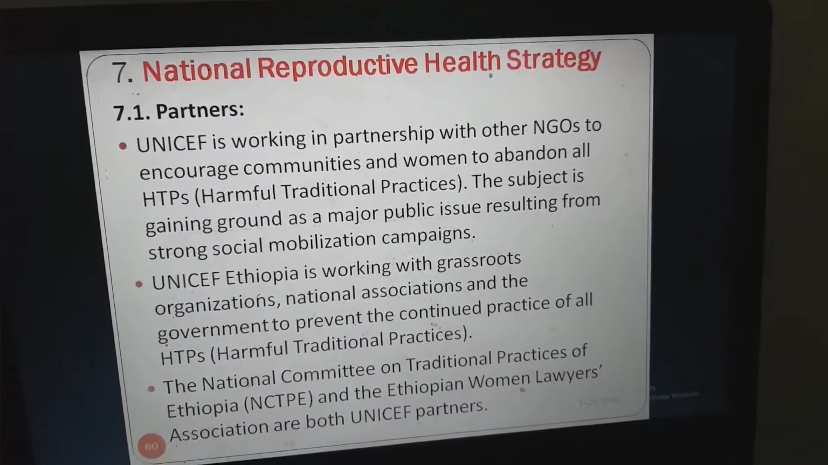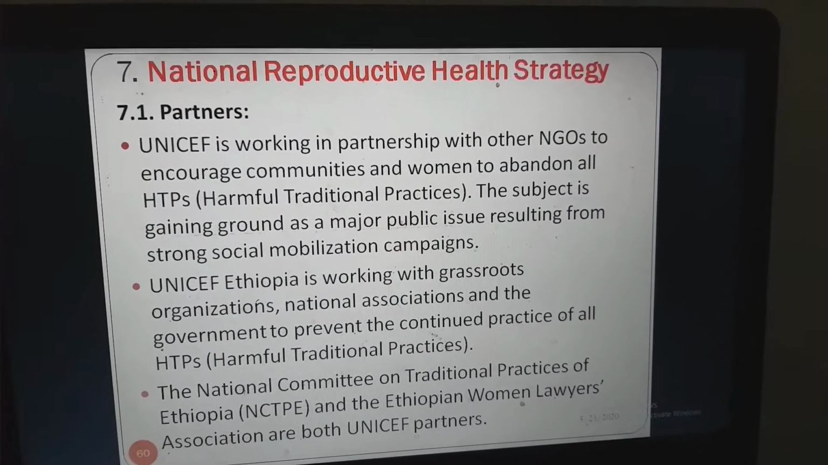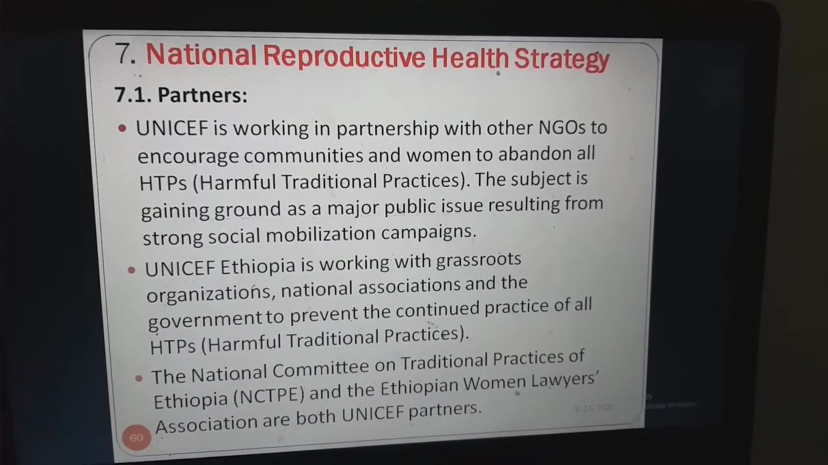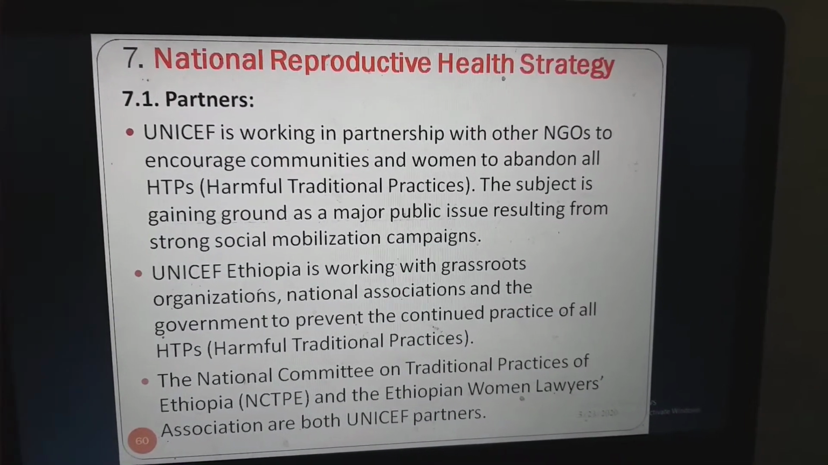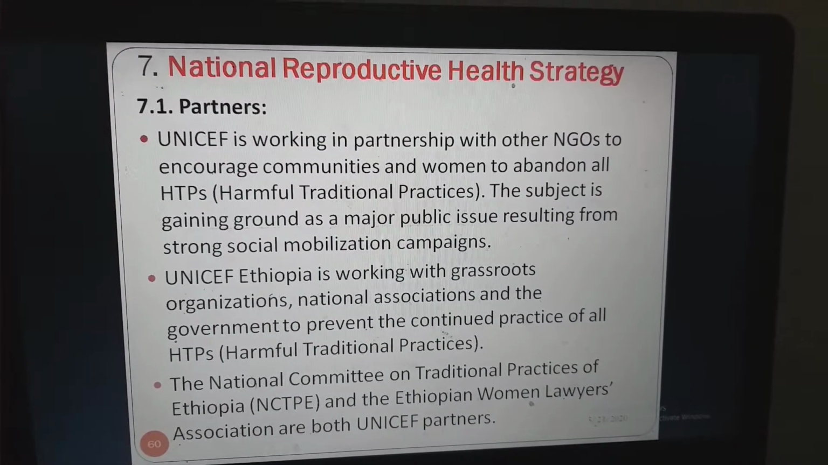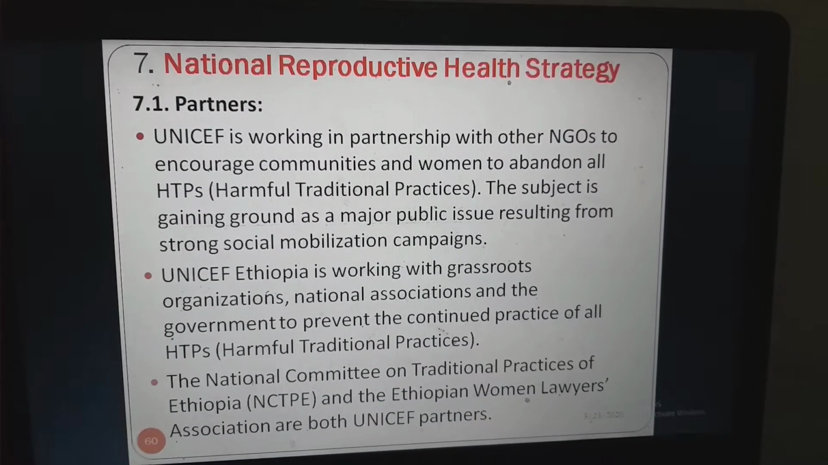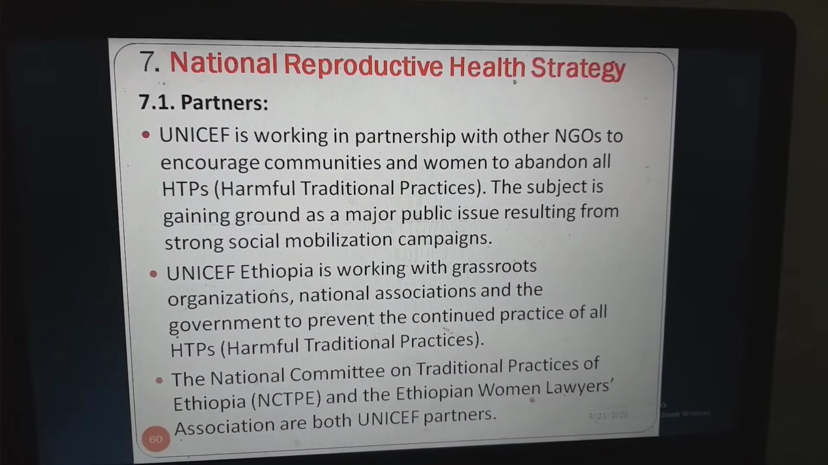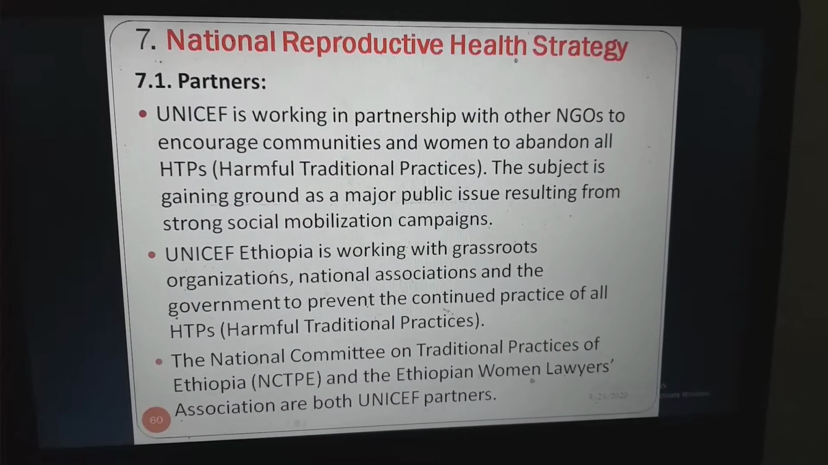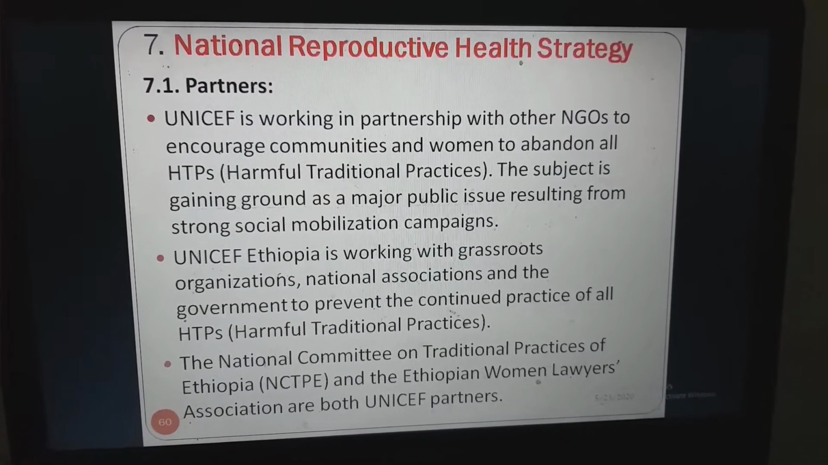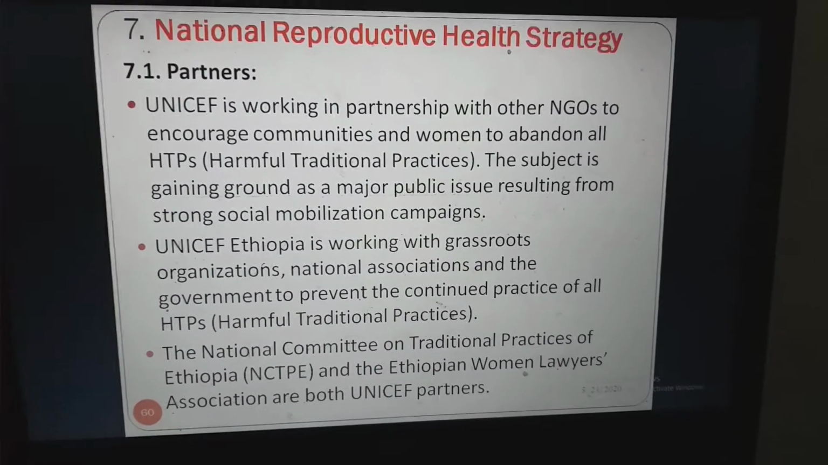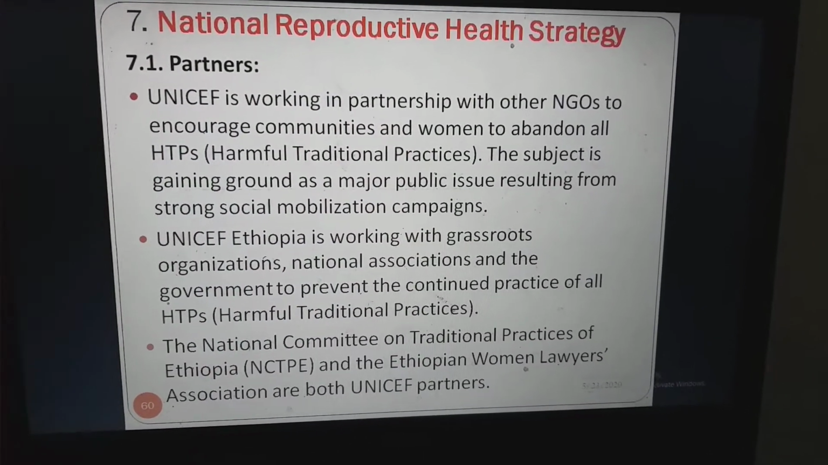National reproductive health strategies. The first one, partners. UNICEF is working in partnership with other NGOs to encourage communities and women to abandon all HTPs, that's harmful traditional practices. The subject is gaining ground as a major public issue resulting from strong social mobilization campaigns. UNICEF Ethiopia is working with grassroots. UNICEF is working not only in Ethiopia, but in most developing countries. In Somalia, again, it is most common.